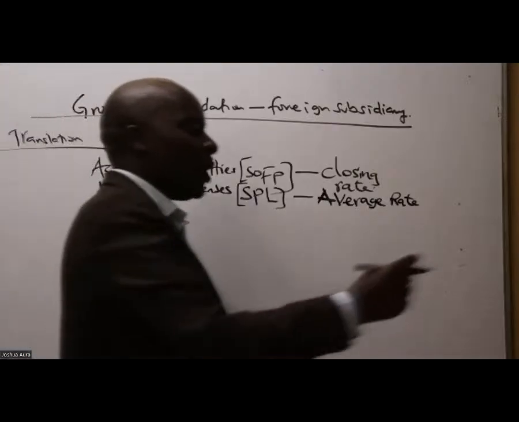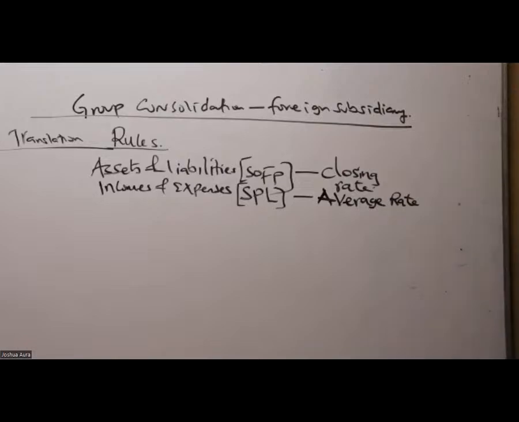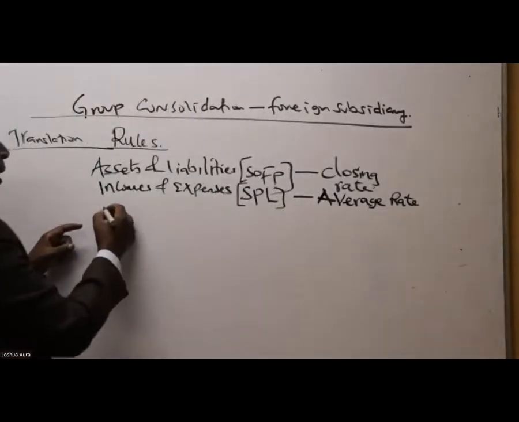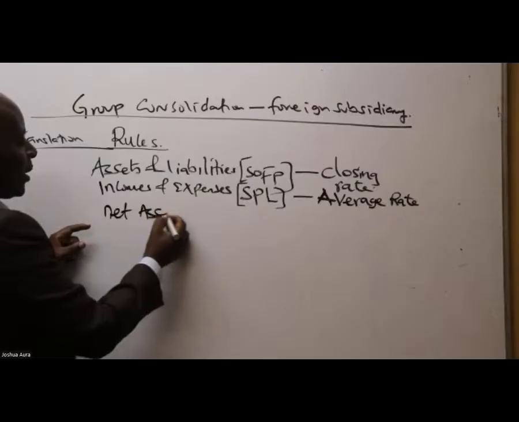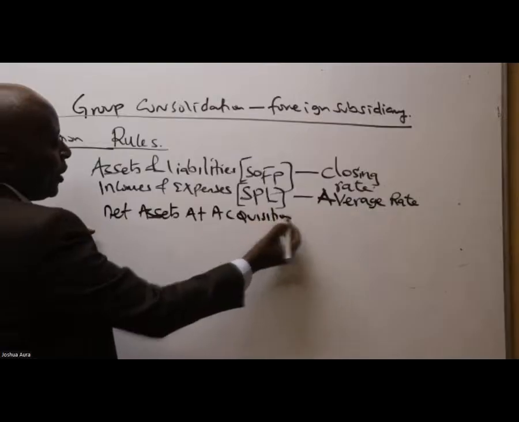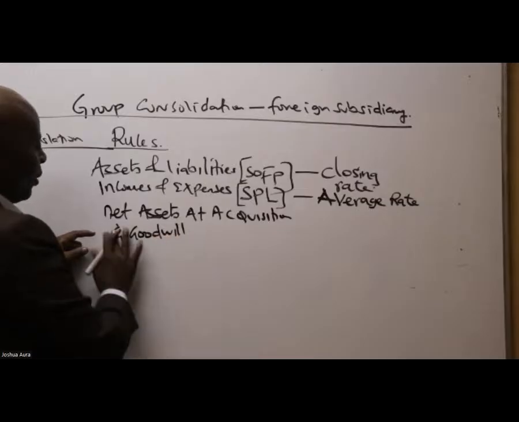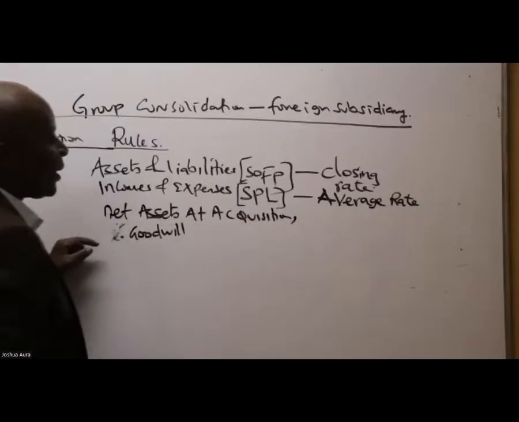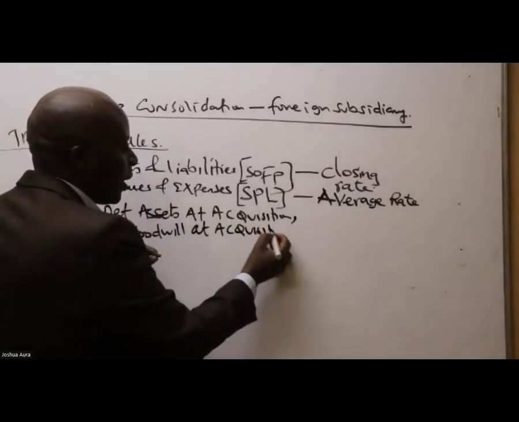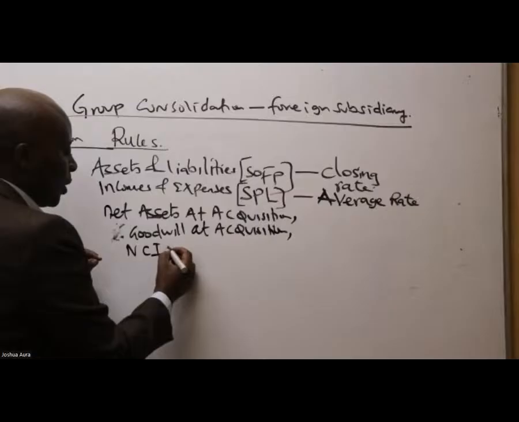And then, ladies and gentlemen, of course, we have acquisition. When you are acquiring, for example, a subsidiary, you'll be having net assets at acquisition, and for example, goodwill at acquisition. I want to keep on insisting on this. Goodwill at acquisition. Talk of NCI at acquisition.